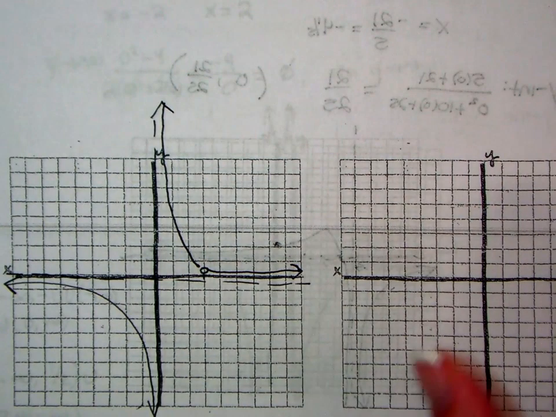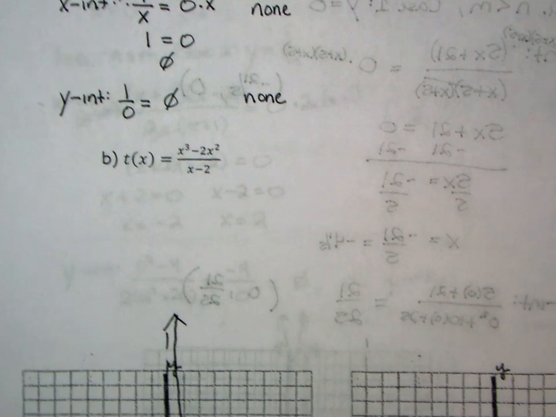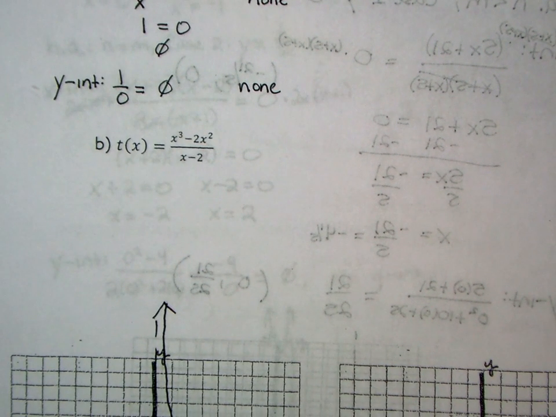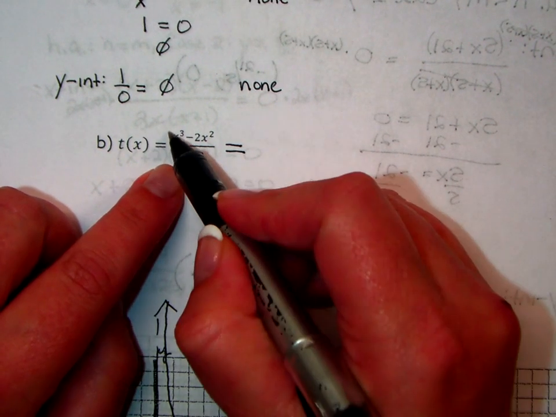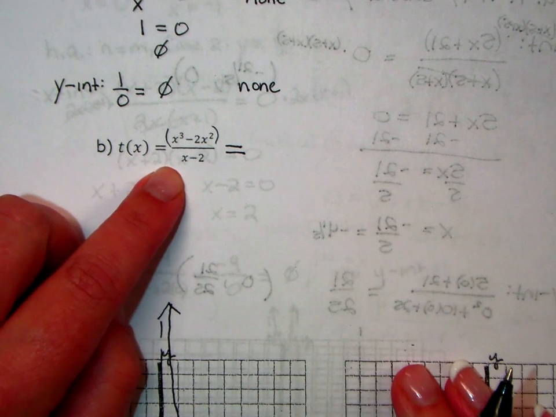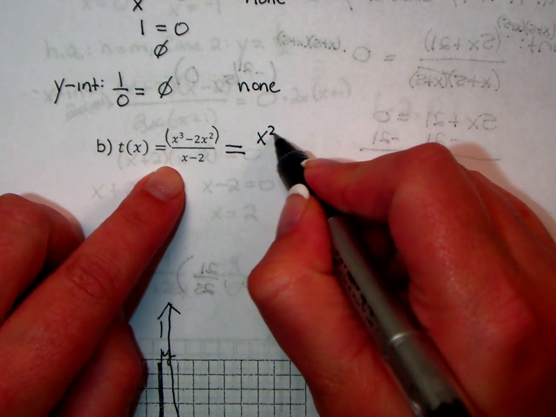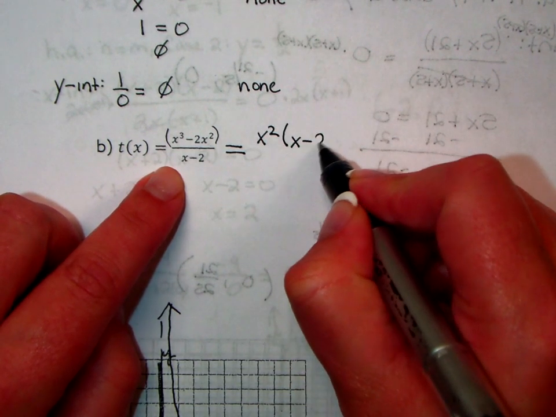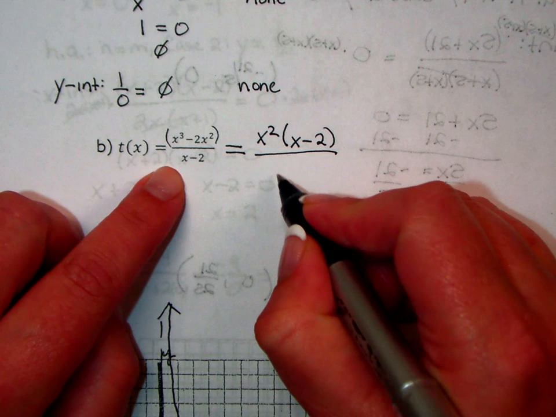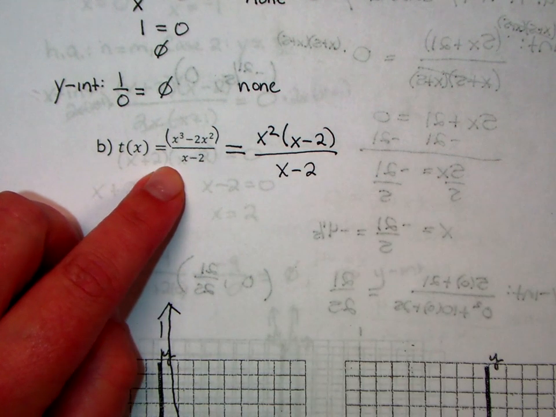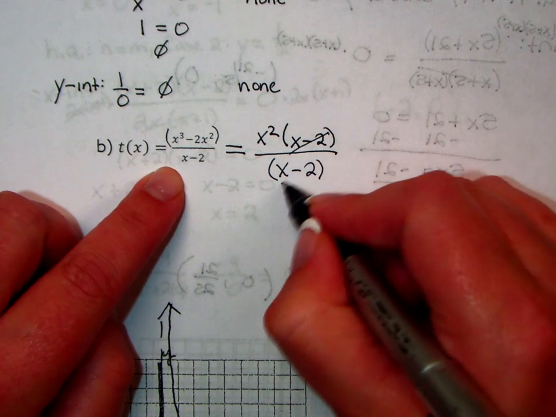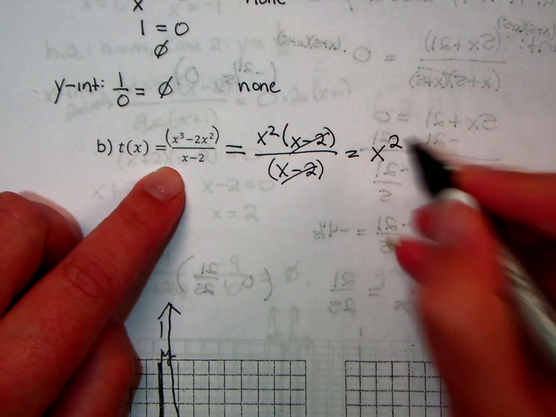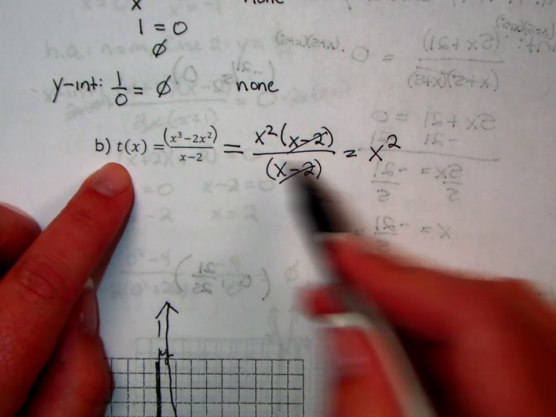All right, so let's go ahead and do B. Moving on here. Let's look at what this equation is going to do. I want to factor this. The top has only 2 terms, so I'm going to group it. I can take out an x squared, and I'm left with x minus 2. On the bottom is x minus 2. So we have a common factor again. I'm going to cancel this out, and I'm just going to get x squared. This function simplifies to x squared.